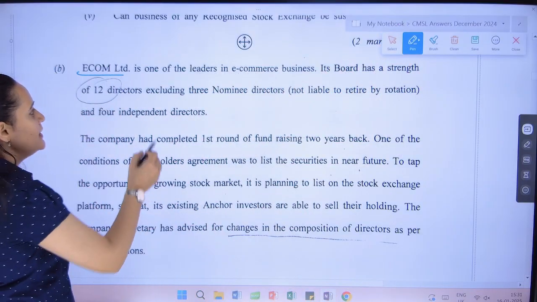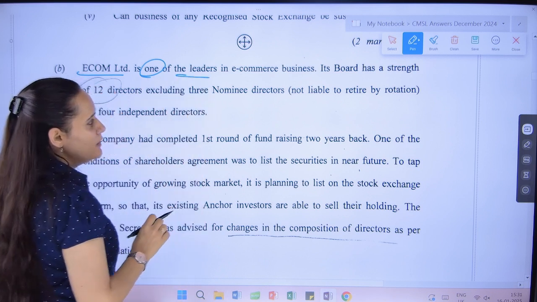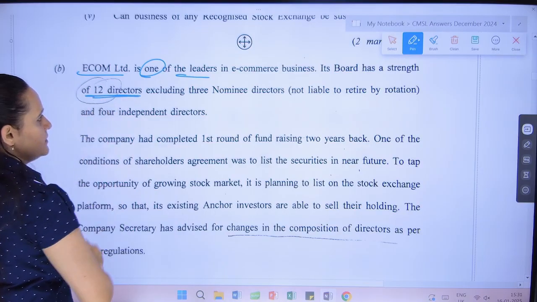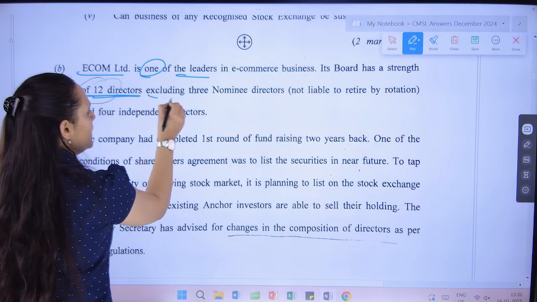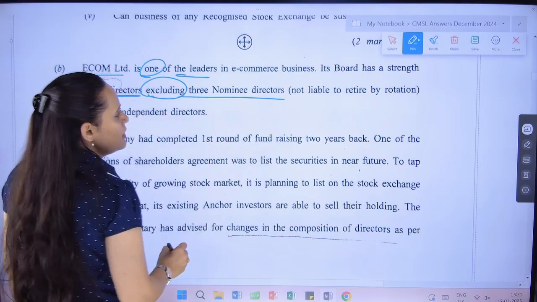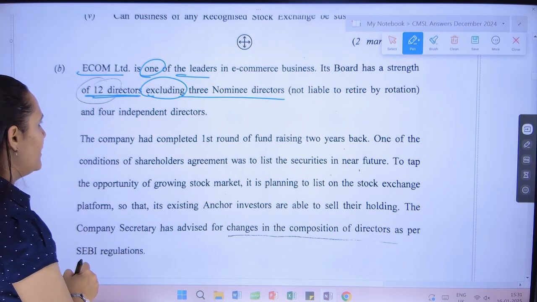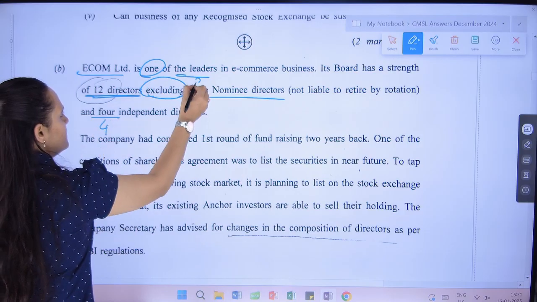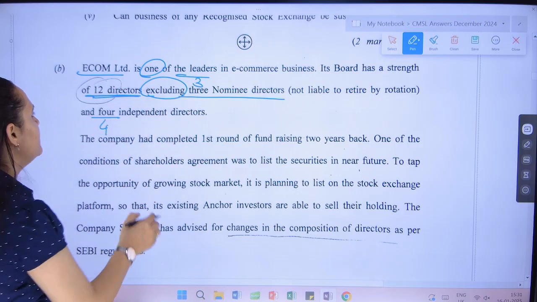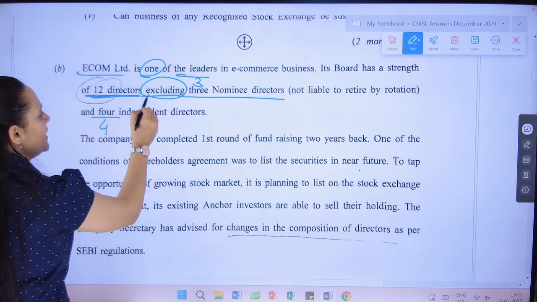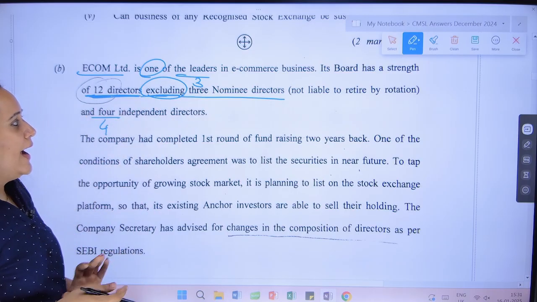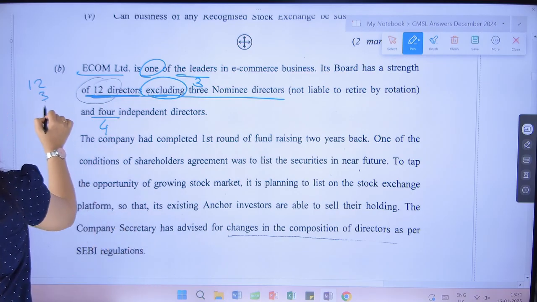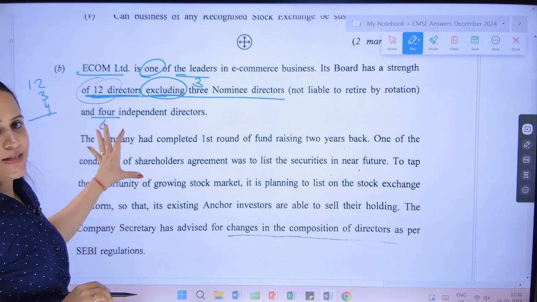MCOM Limited is one of the leaders of e-commerce business. Its board has a strength of 12 directors, excluding 3 nominee directors who are not liable to retire by rotation and 4 independent directors. So in this 12 directors, they have already excluded the nominee directors and the independent directors. Totally it is 12 plus 3 plus 4, but they have given us these details.